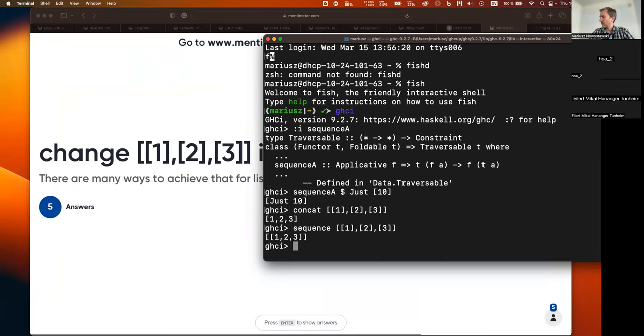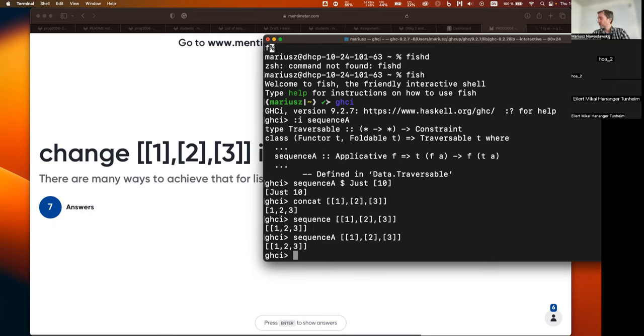Sequence works also, but there is a twist in sequence, right? Sequence says, well, I can see it's an outer structure with inner structures, and the inner are combined. So I will prepare you a list from the inner things, but this list is wrapped in the outer structure as well. So sequence for list preserves the outer structure, right? What else can you do?